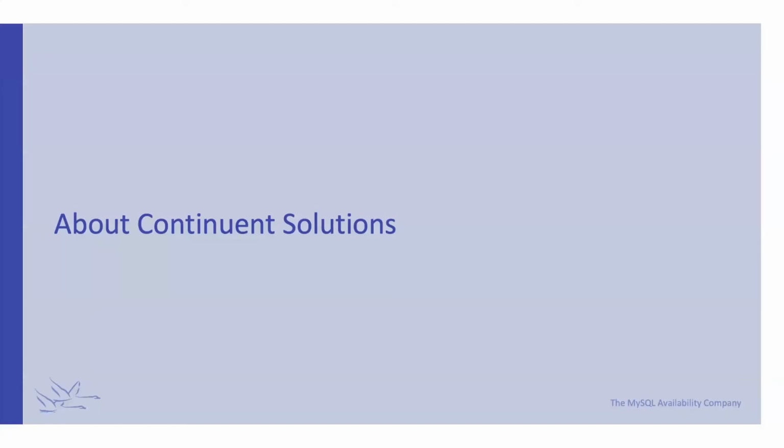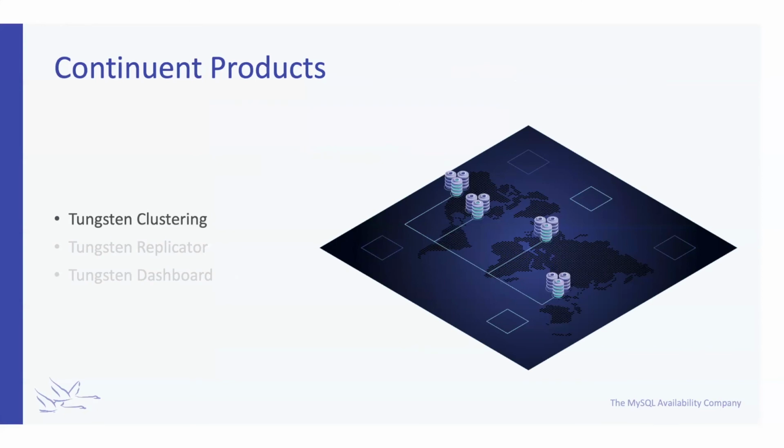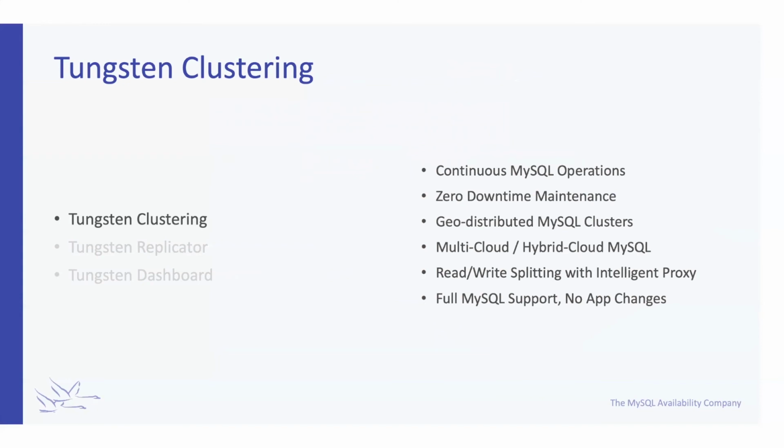So I've spoken about continuent solutions. Let's talk about our products just at a glance. We really have three main products, Tungsten Clustering, Replicator, and Dashboard. Tungsten Clustering, this is what we've talked about, right? Continuous MySQL operations, zero downtime maintenance. We deploy Geo-Scale. We deploy using multi-cloud or hybrid cloud technologies. We include an intelligent proxy that does automatic read-write splitting. And we support any version of MySQL. And again, that's MariaDB or Percona without any changes to your applications.